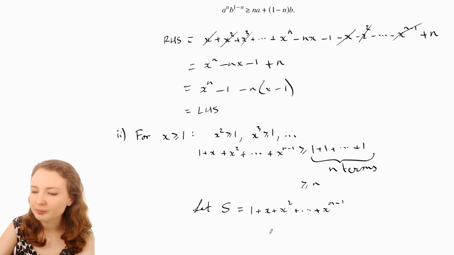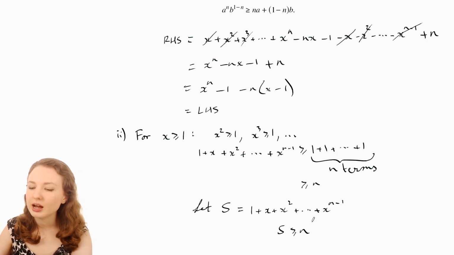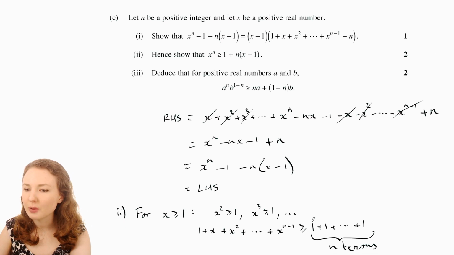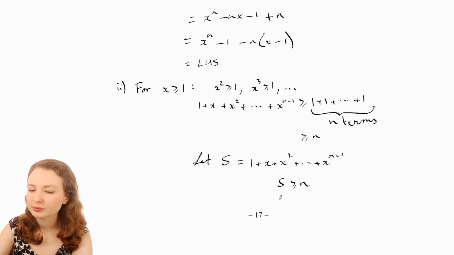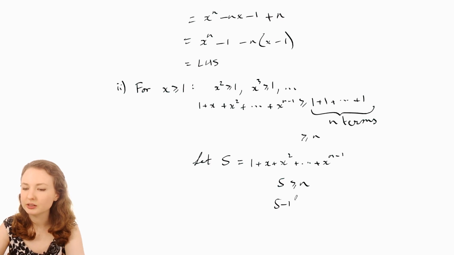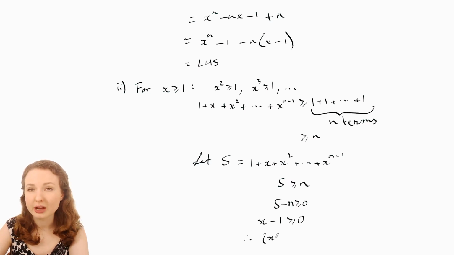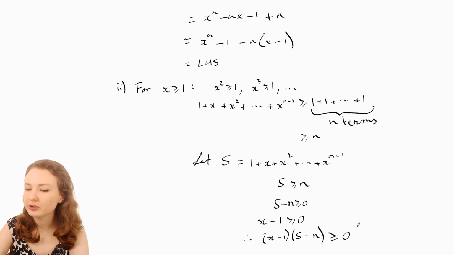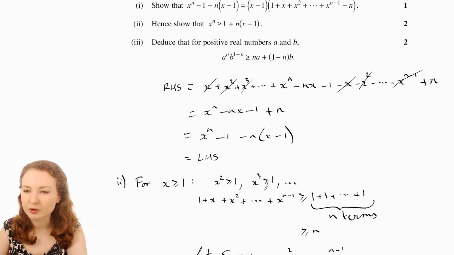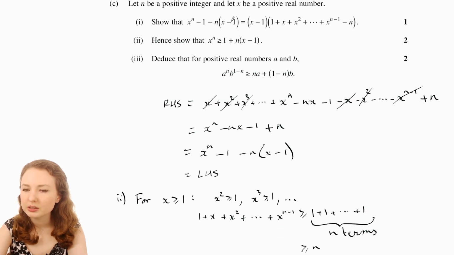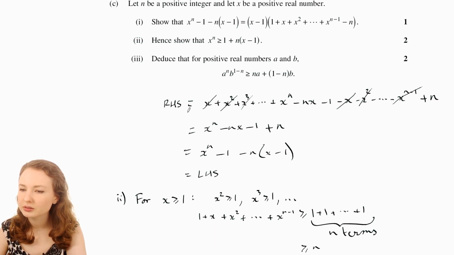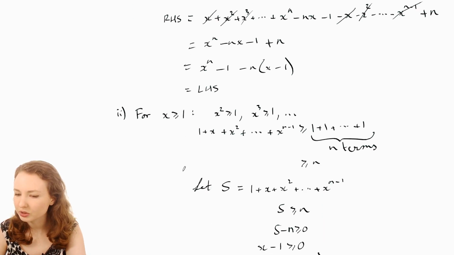Okay, so then we could say, so we've got s is greater than or equal to n, and then we can say s minus n is greater than or equal to 0, and x minus 1, if x is greater than or equal to 1, then that's greater than or equal to 0. Therefore, x minus 1 times s minus n is greater than or equal to 0. And what are we trying to show? Actually, let's do that right at the end after we do the other case.